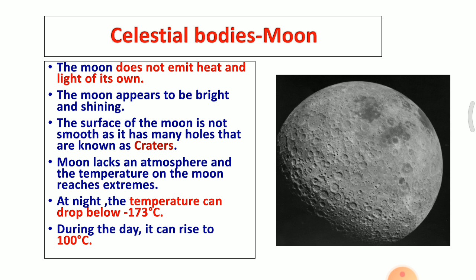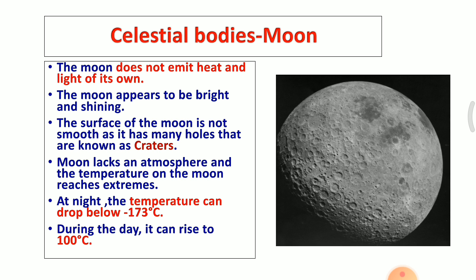The surface of the Moon is not smooth as it has many holes that are known as craters. The Moon lacks an atmosphere and the temperature on the Moon reaches extremes. At night, the temperature can drop below minus 173 degrees Celsius. During the day, it can rise to 100 degrees Celsius.